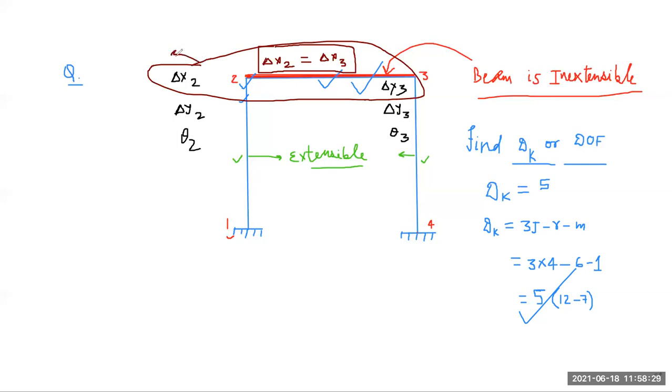So this is one part. Next one is this second degree of freedom. This is third degree of freedom. This is fourth degree of freedom. This is your fifth degree of freedom. So basically these are our 5 possible degrees of freedom. So I think, is it clear to everyone? Is it clear? Yes, sir. Okay. So just solve another problem.